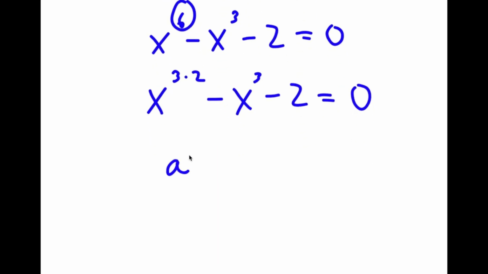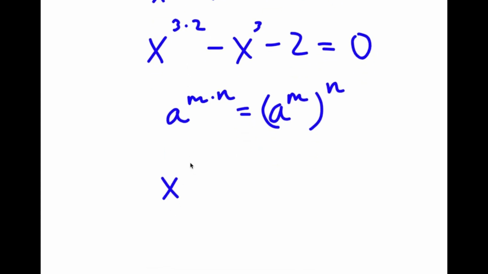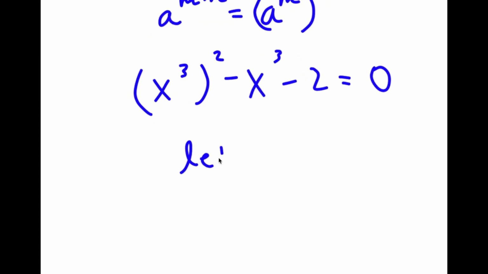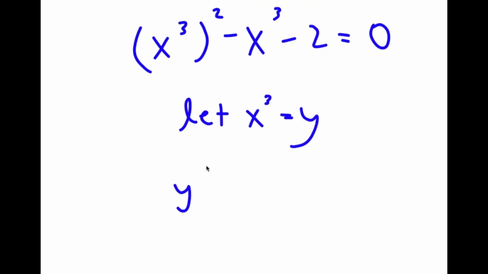Now if I have something in the form a to the power of m times n, this is equal to a to the power of m to the power of n. So x to the power of 3 times 2, that's going to equal x to the power of 3 to the power of 2. Now I have this minus x to the power of 3 minus 2 is equal to 0. Now I'm going to let x to the power of 3 equal y.